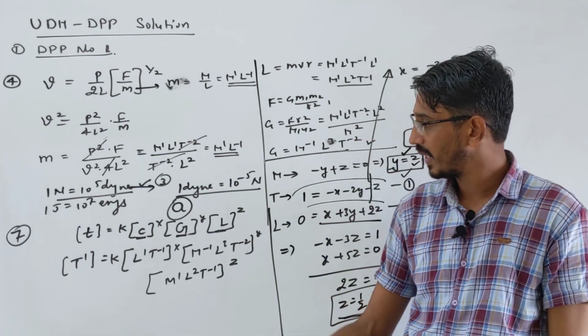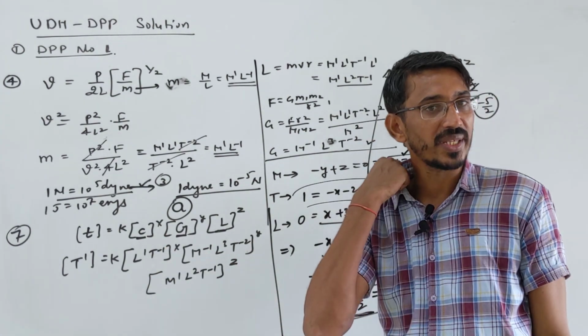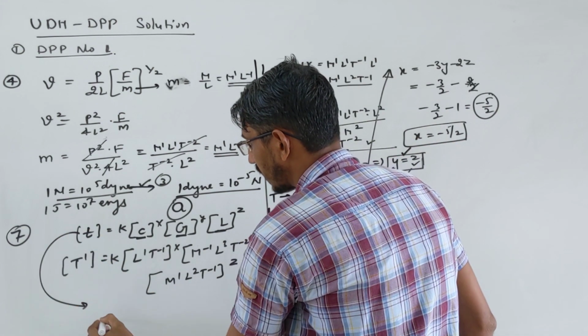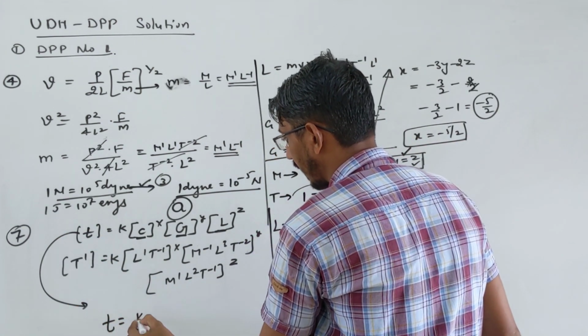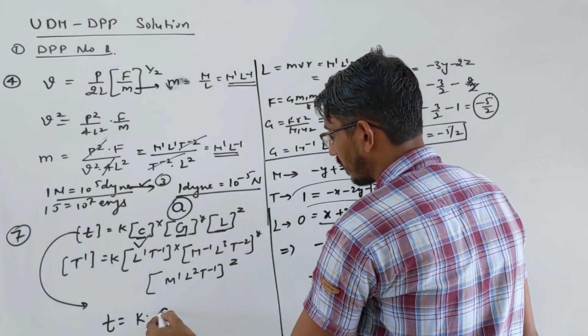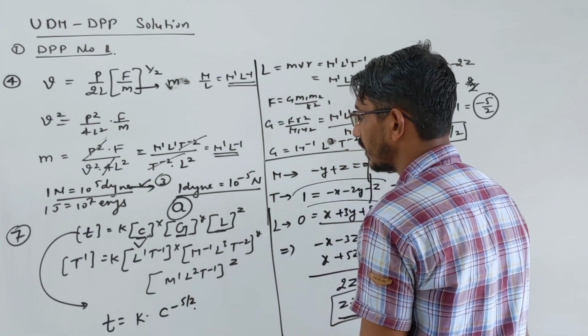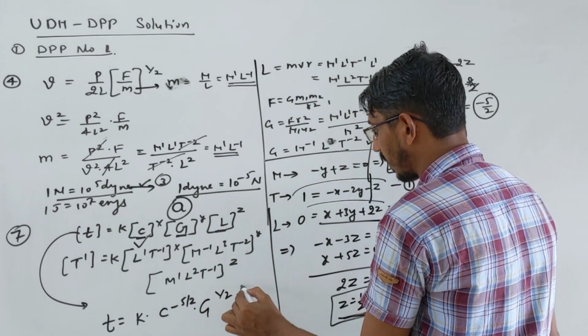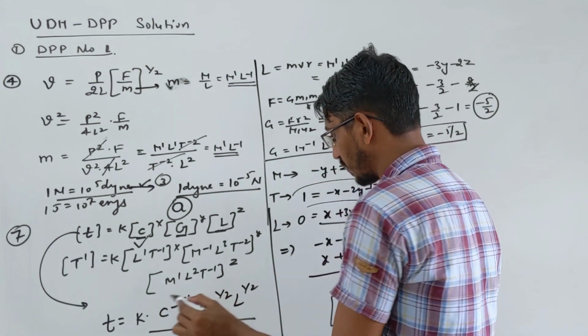Now put this value again in the original formula to calculate how time depends upon these 3 things, right? Okay, let's use this formula. So time should be equal to some constant k. Speed power x, c power minus 5 by 2, done. G power y means half and L power also half. Let's see which option is matching for them.